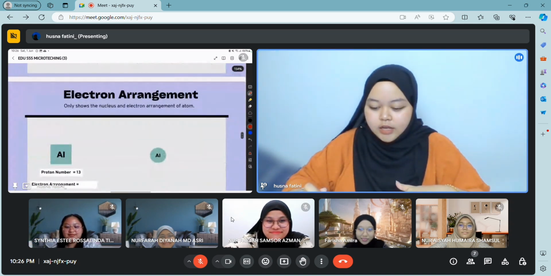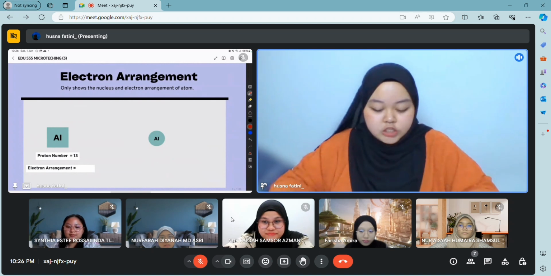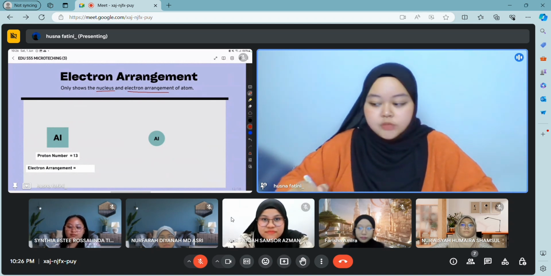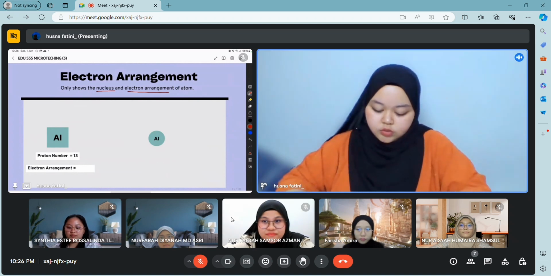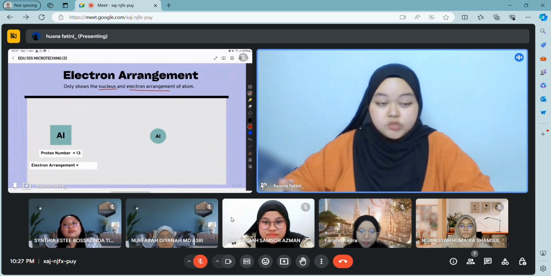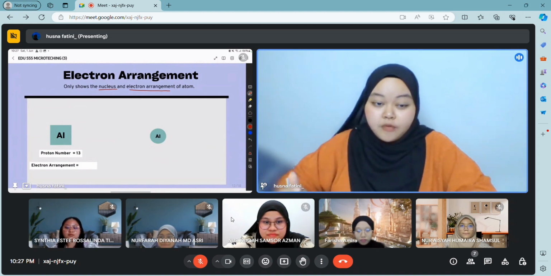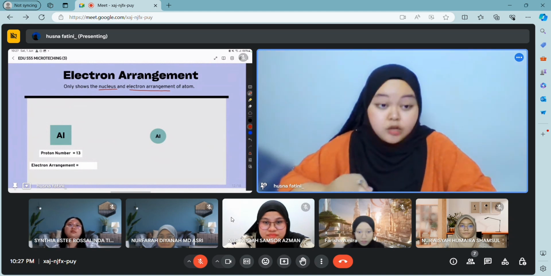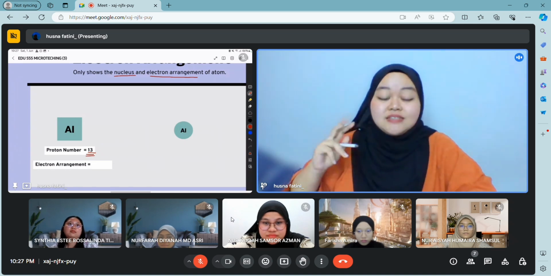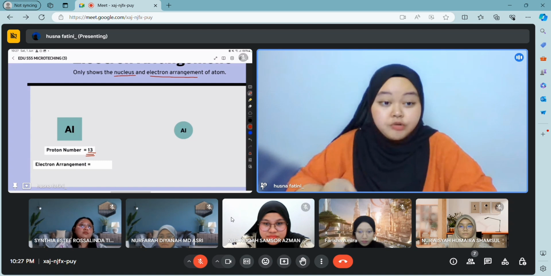Okay, I will show you guys how to construct an electron arrangement. The electron arrangement only shows the nucleus and electron arrangement of an atom. So, first thing first, before you construct the diagram, you need to know the number of protons for your element. For example, I will choose aluminium. The proton number for aluminium is 13. And the second thing you need to know and write is the electron arrangement.